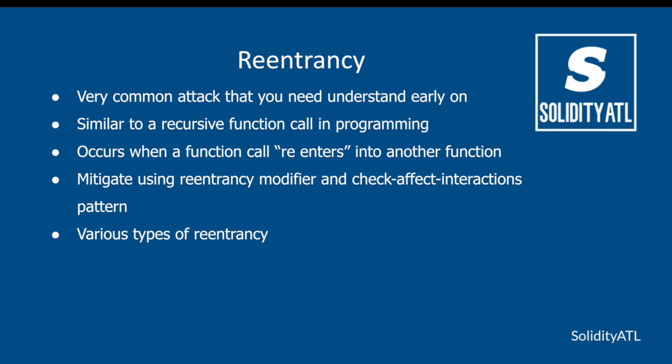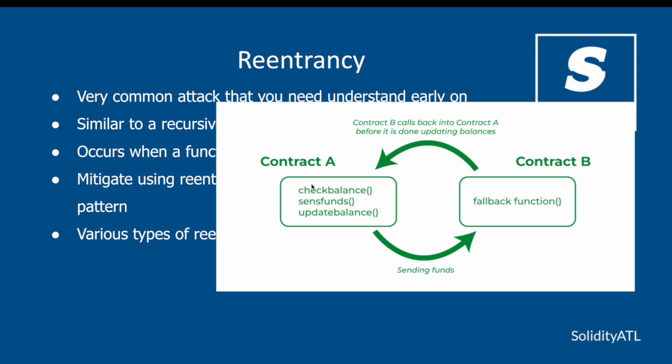So similar to a recursive function call in programming, this is how the re-entrancy attack operates. I know we have a diagram here, so if we look at contract A, this is where your original logic is. And then if contract A were to send funds to contract B, we can have a trigger, what we call the fallback function. We can use that to call back into contract A before contract A's function has finished. So essentially what's happening here is we have our check balances, we have our send funds. This is what gets sent to contract B. Update balances has not happened yet.